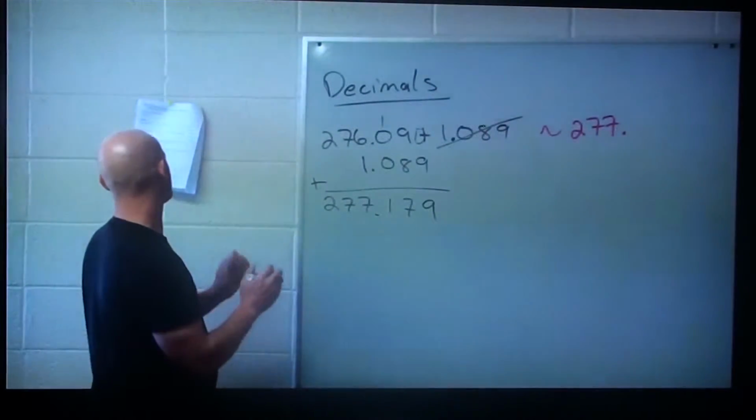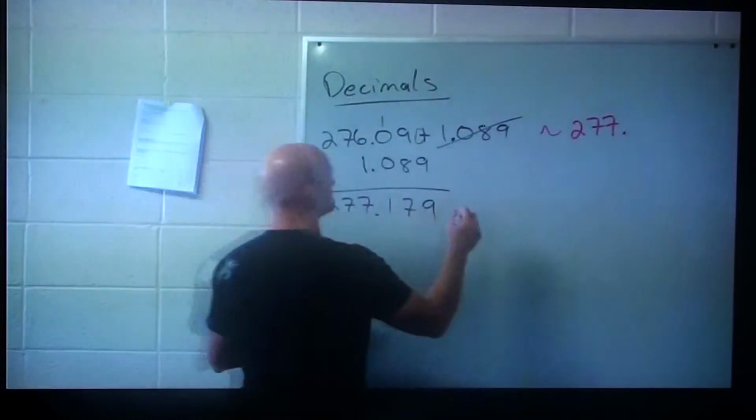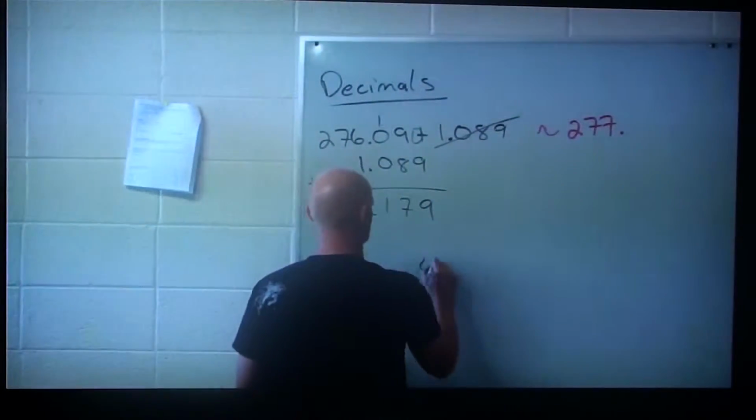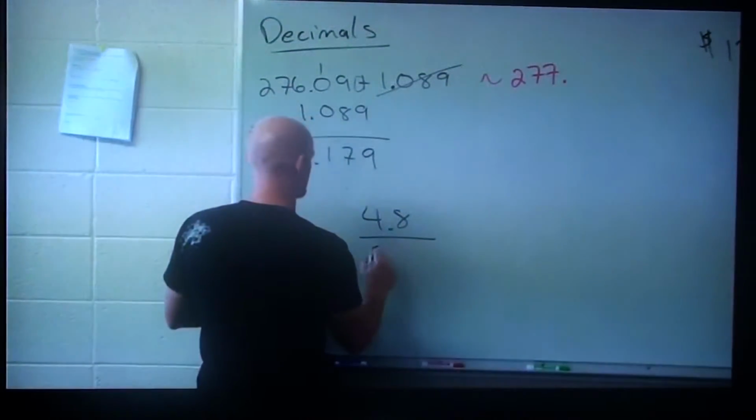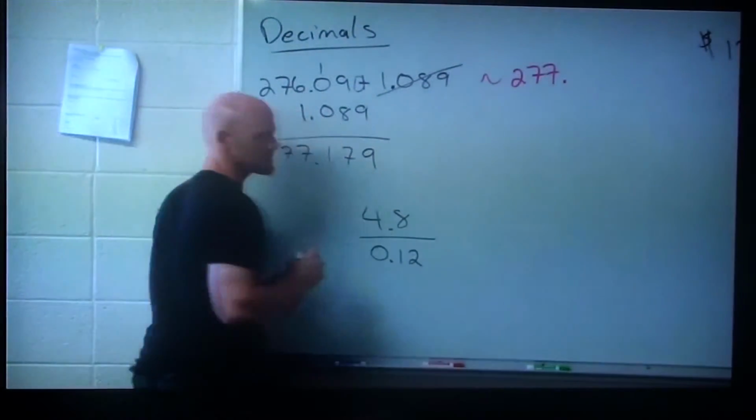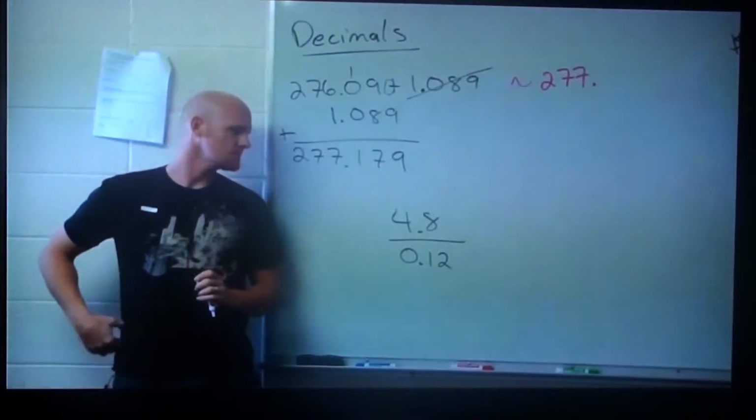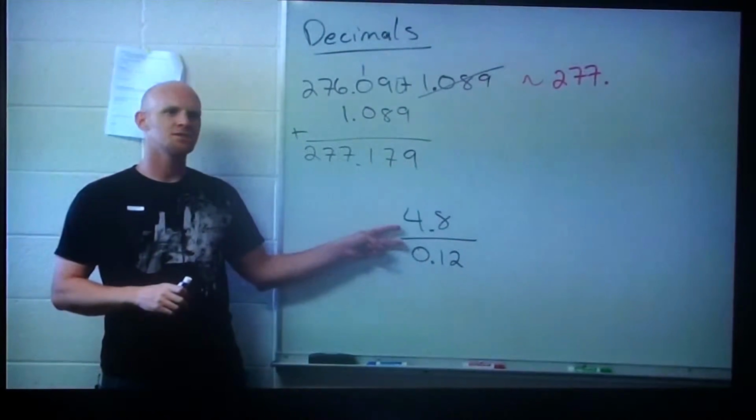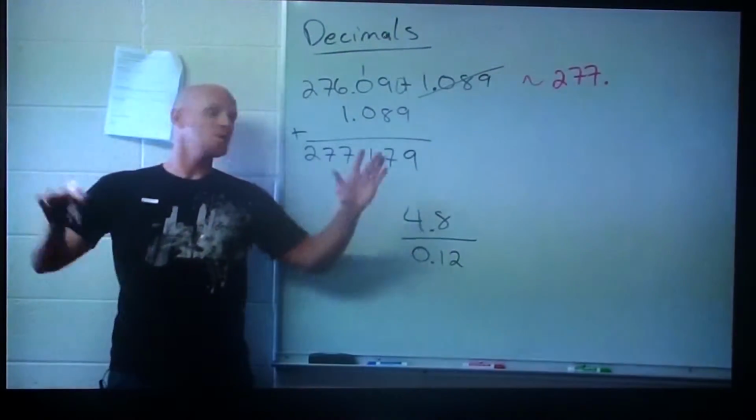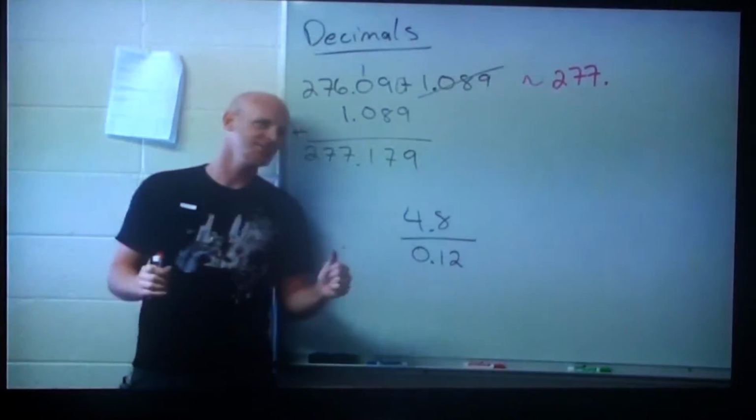So let's talk about multiplying or dividing decimals as well. Let's say we have 4.8 divided by 0.12. Now there's a couple different ways you can approach dividing decimals. And again, you can always approach this by using the online calculator.